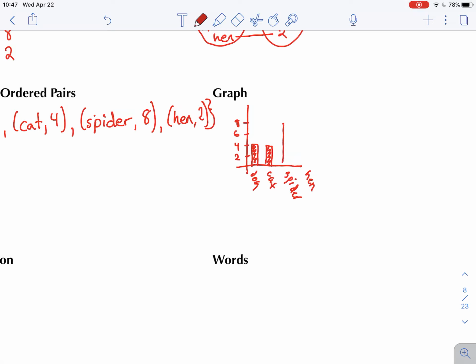It's just a bar to 4. The cat has a bar to 4. The spider has a bar that goes up to 8. And the hen has a bar that goes to 2. It's not appropriate for school because I'm omitting the proper titling and whatnot. But this is the number of legs.